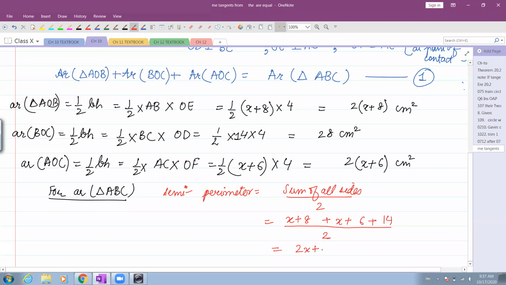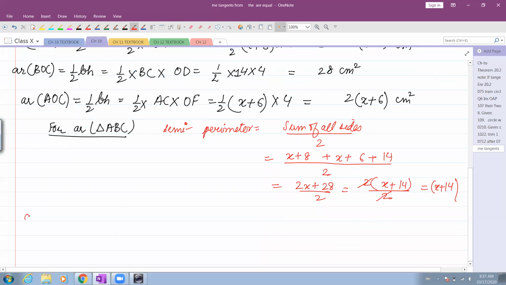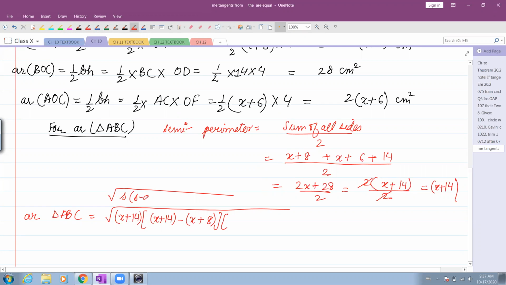From the numerator, I get 2x plus 28 over 2. Please don't cancel 2 directly. Take 2 common and then cancel. So the semi-perimeter comes out to be x plus 14. Now I can apply Heron's formula. Area of triangle ABC under the root semi-perimeter, then S minus the first side. अगर नहीं याद तो आप लिख सकते हो, ये रिजल्ट यूज कर रहे हैं हम.